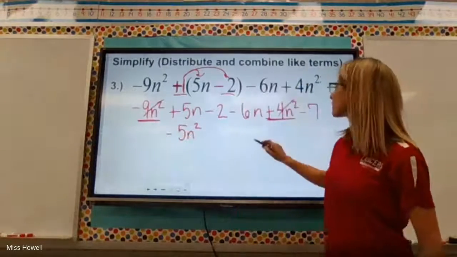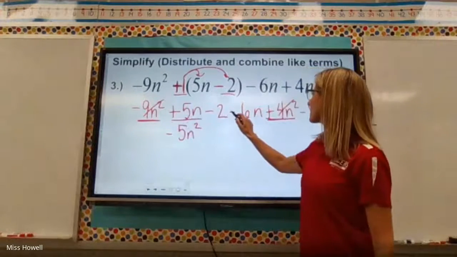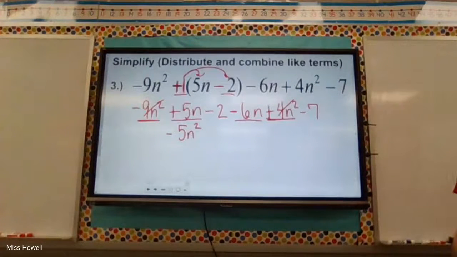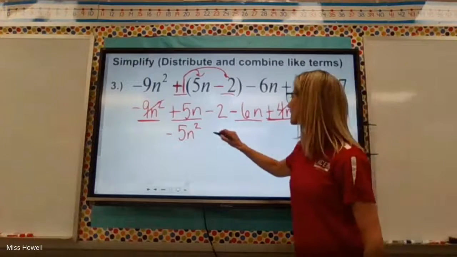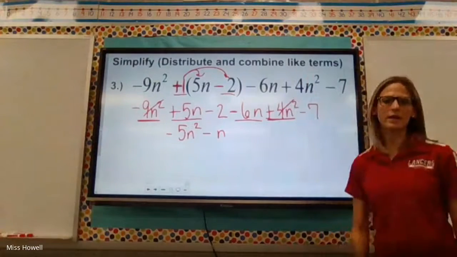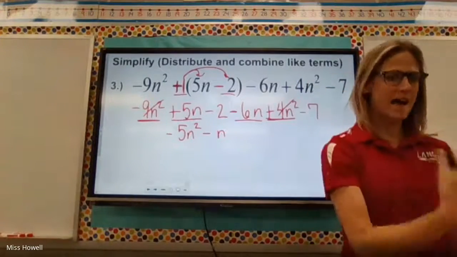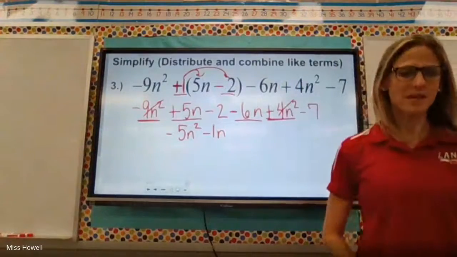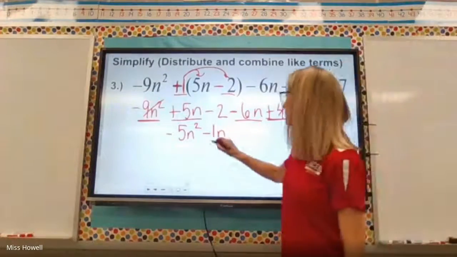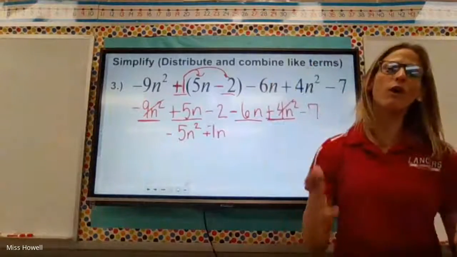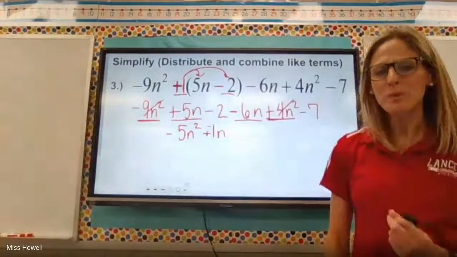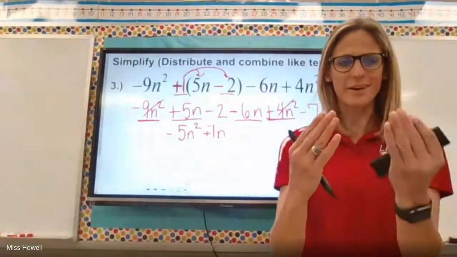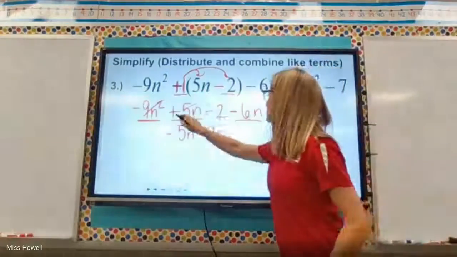Let's go to our n's to the first. We have a plus 5n and then this minus 6n. So 5 minus 6n would give us a negative n or negative 1n. So the most basic way to write it would just be minus n. Now, it wouldn't be wrong if I did minus 1n, it means the same thing. And it really wouldn't be wrong if I put plus negative 1n. Those are all the same thing. But the most basic, most simplified, most reduced version would just be a subtract with the letter n behind it. All right, these guys are done.